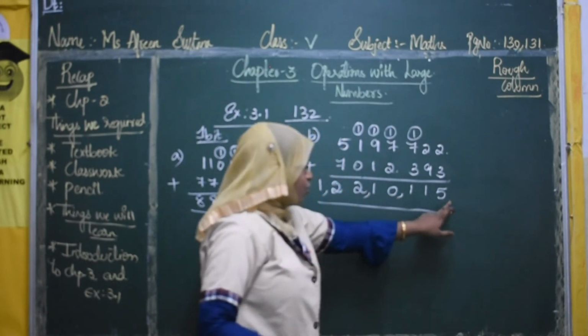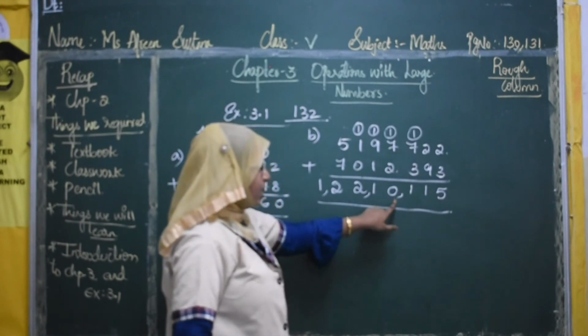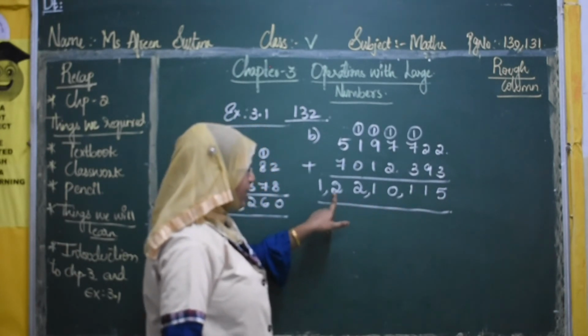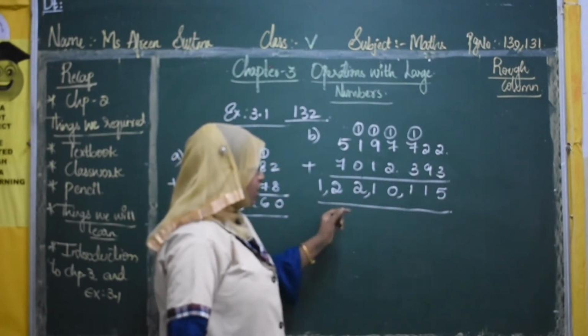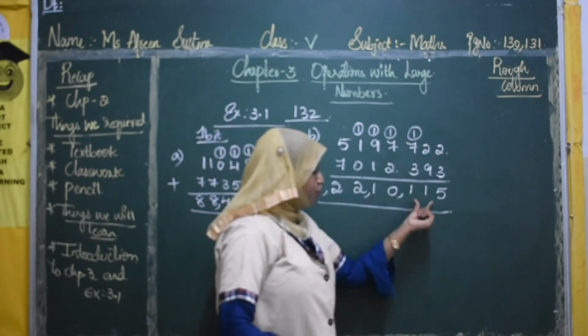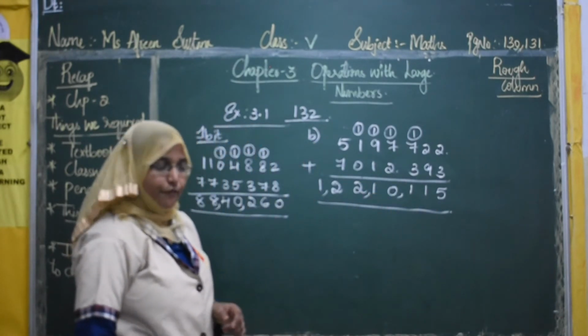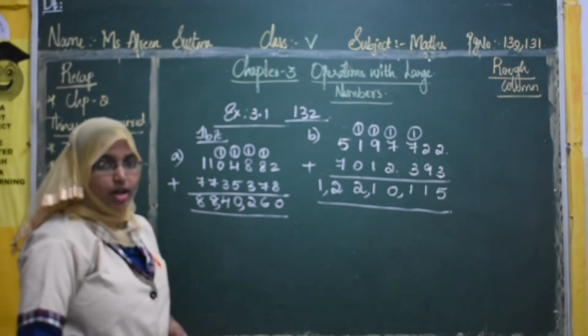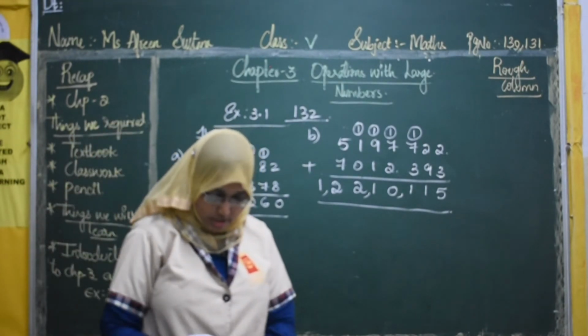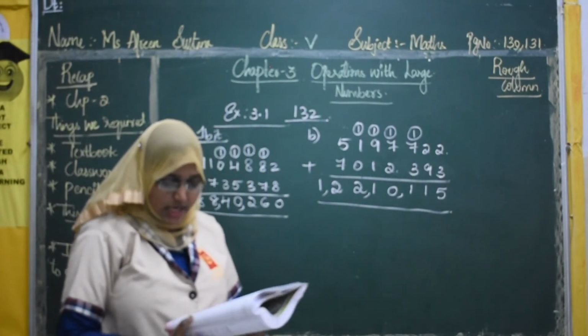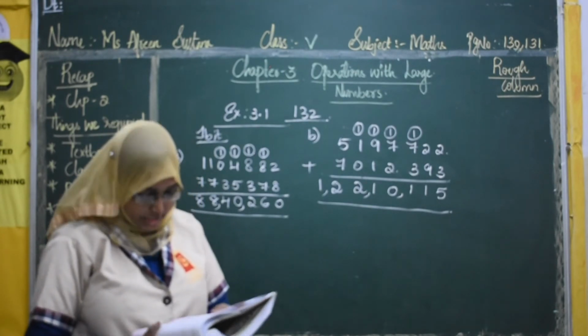It is ones, tens, 100, 1000, 10,000, lakh, 10 lakh, crores. So 1 crore, 22 lakh, 10,175. So I hope it is very clear how you have done, the same way, same model. You please try C, D, E, F. You please complete that bit.